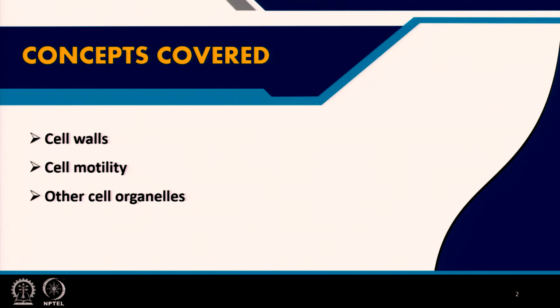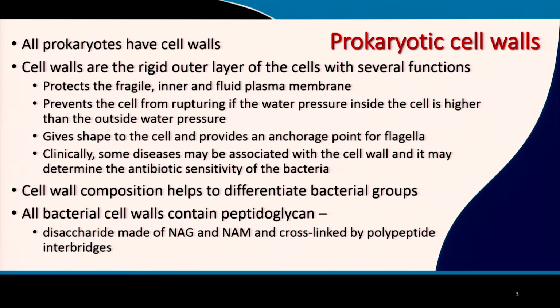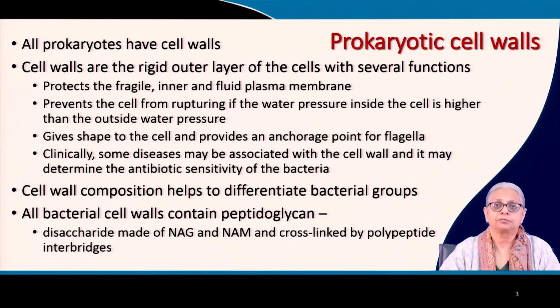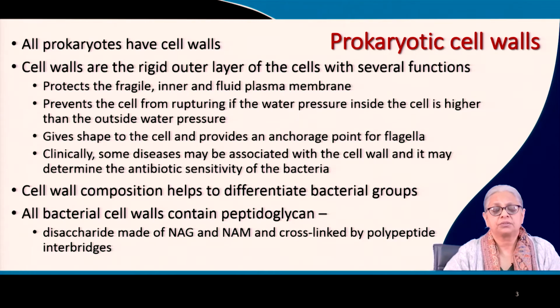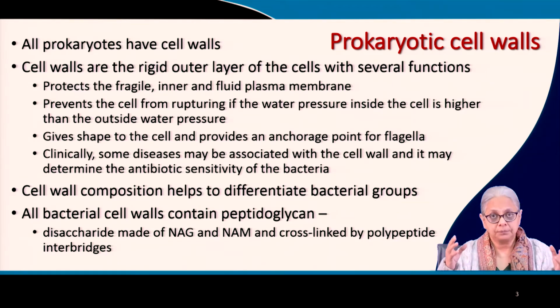We're going to cover a few other cell organelles in this topic, and that is cell walls, how do cells move, what are the different organelles that they use for movement, and other cell organelles. So let's start with the most important part of the bacterial cell or the prokaryotic cell, and that is the cell wall. So we know that for living as independent organisms, the first thing that allows them to live independently is the cell wall. So all prokaryotes have a rigid cell wall.